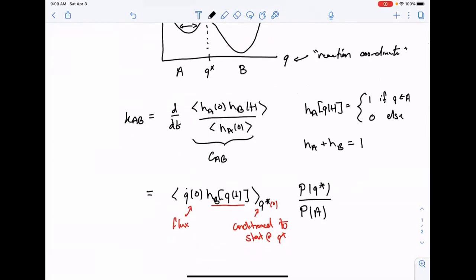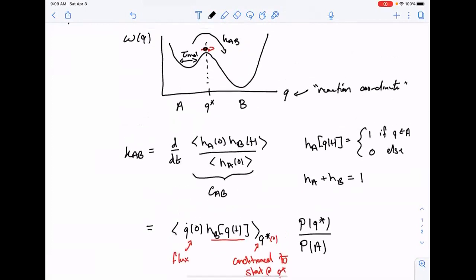So another way to think about the rate is the probability to get to this bottleneck state, to see a thermal fluctuation that takes you to Q star, and then multiplying that probability by the flux over that dividing surface, that plane of Q, and imposing a conditioning that that flux brings me eventually to the reactant state.